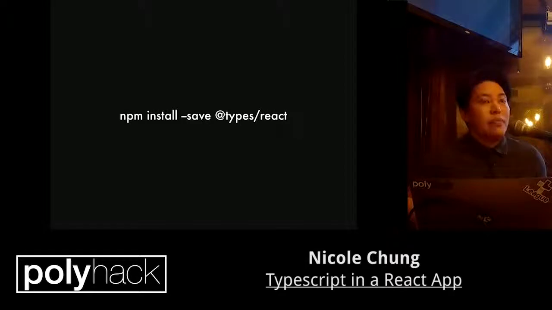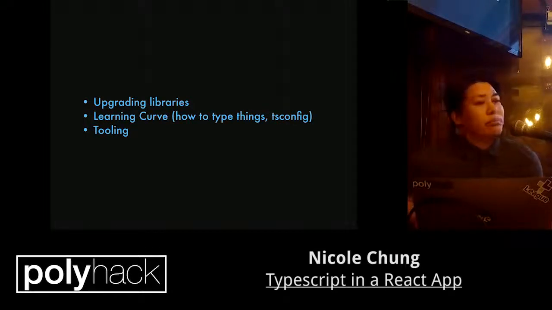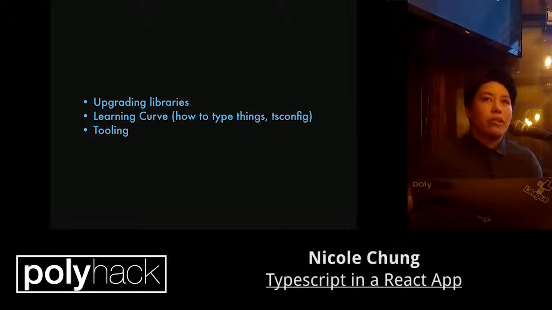On an average JavaScript project, you have maybe 20 or 30 libraries. Imagine doing that 20 or 30 times. And then this happens: when you want to upgrade React, you have to upgrade the type definitions for that library. So there's that huge hassle.